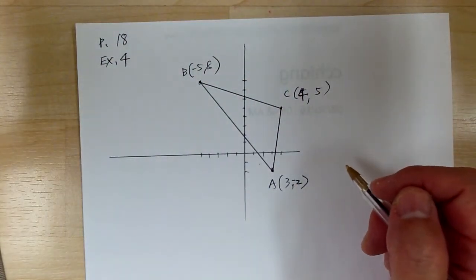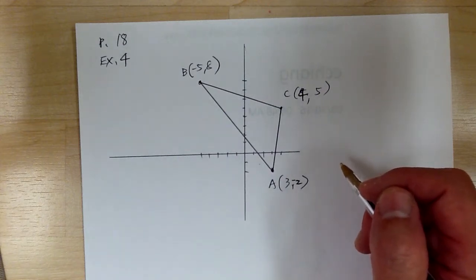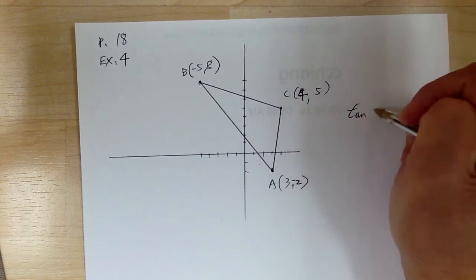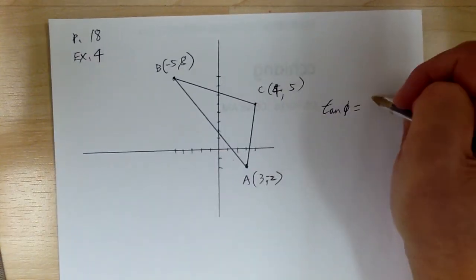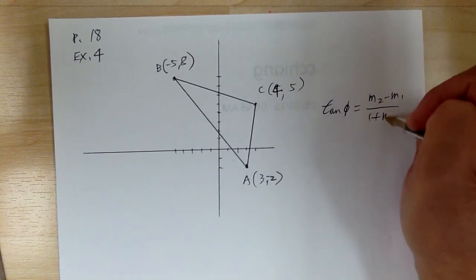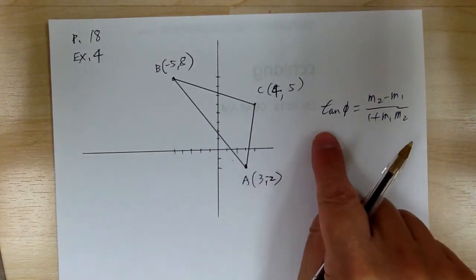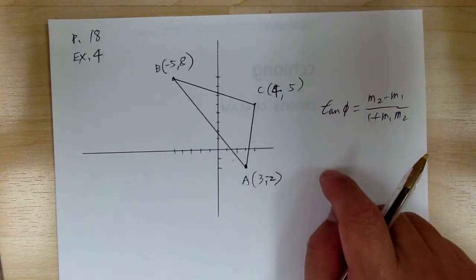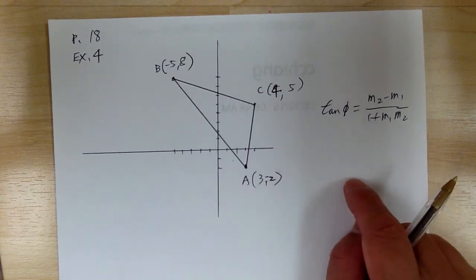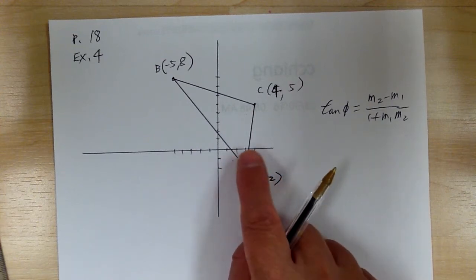Okay, so first, since they ask you for the tangents of the angle, it means they're looking for fractions, so you need to do the exact, you have to use that formula. You have to use tangent phi equal to m2 minus m1 over 1 plus m1 m2. So you have to use that formula because they ask you for tangents of the angle. Okay. So this one actually has 6 parts that you have to do. First, let's go ahead and do angle A.